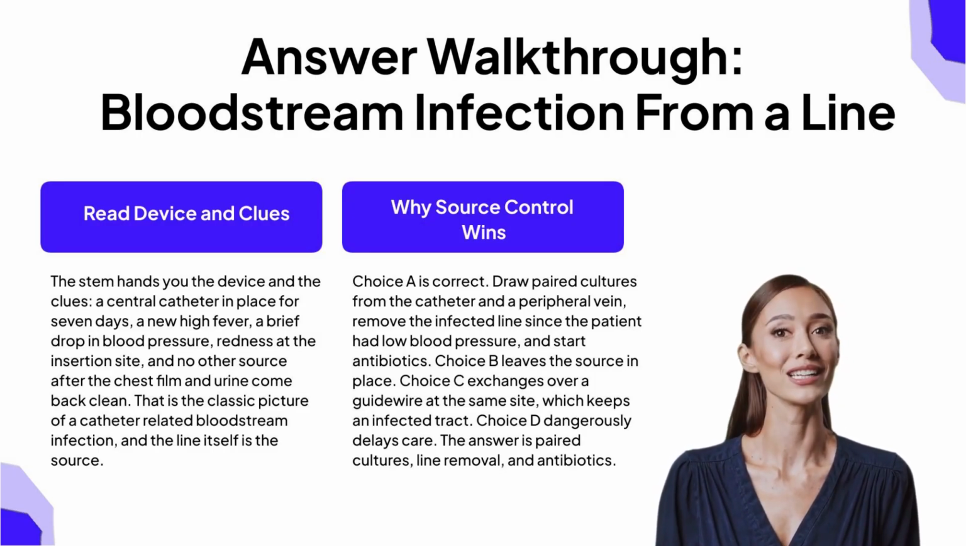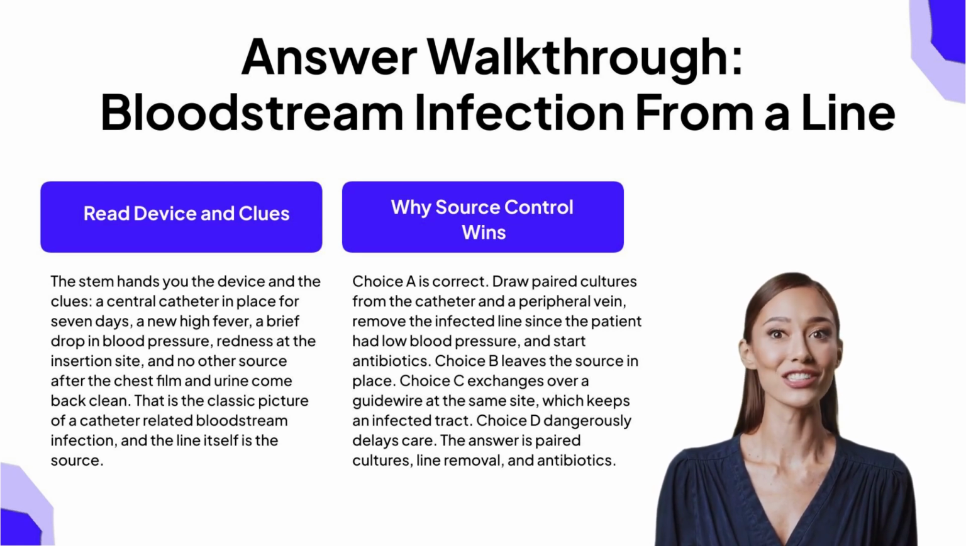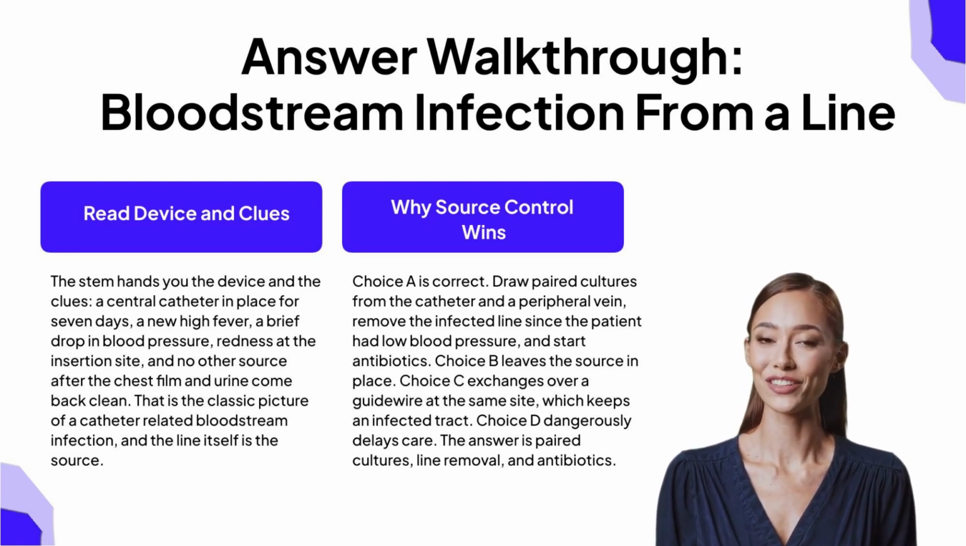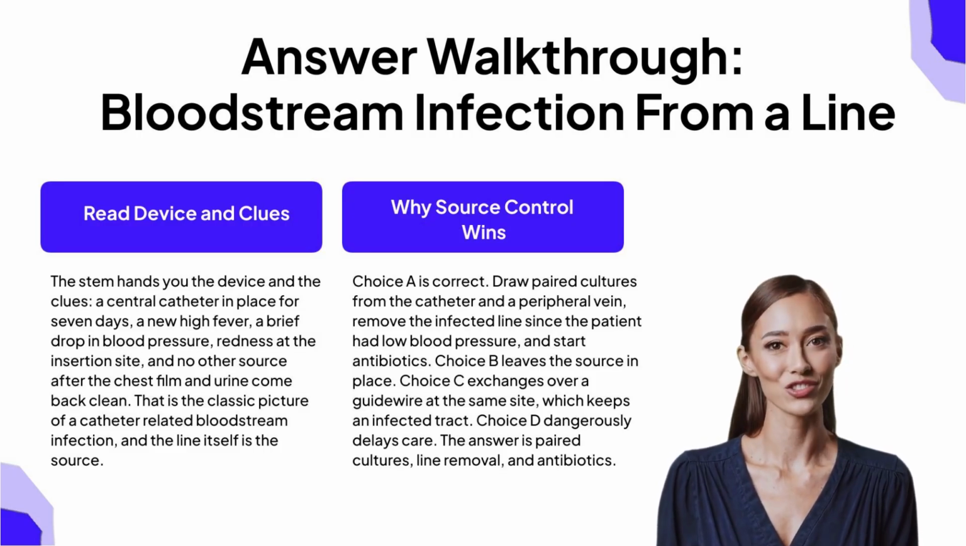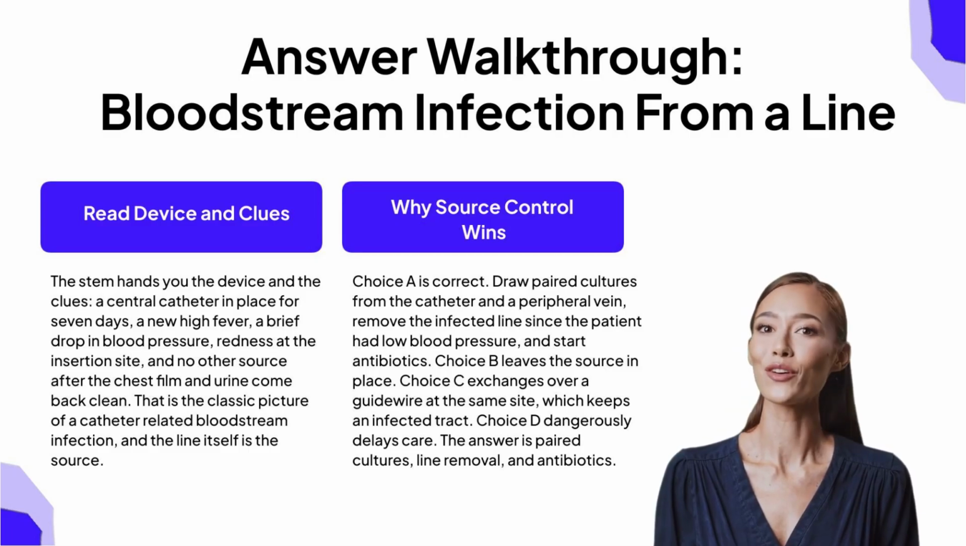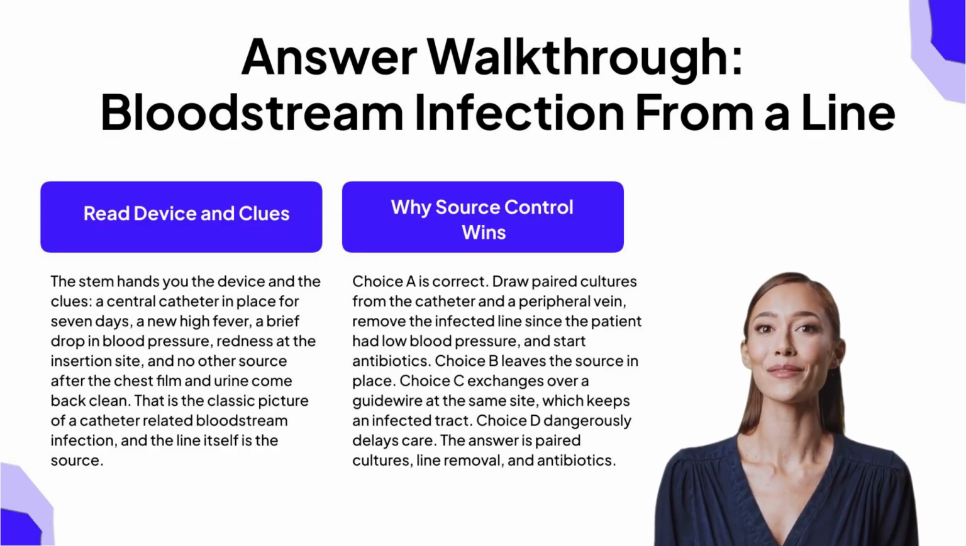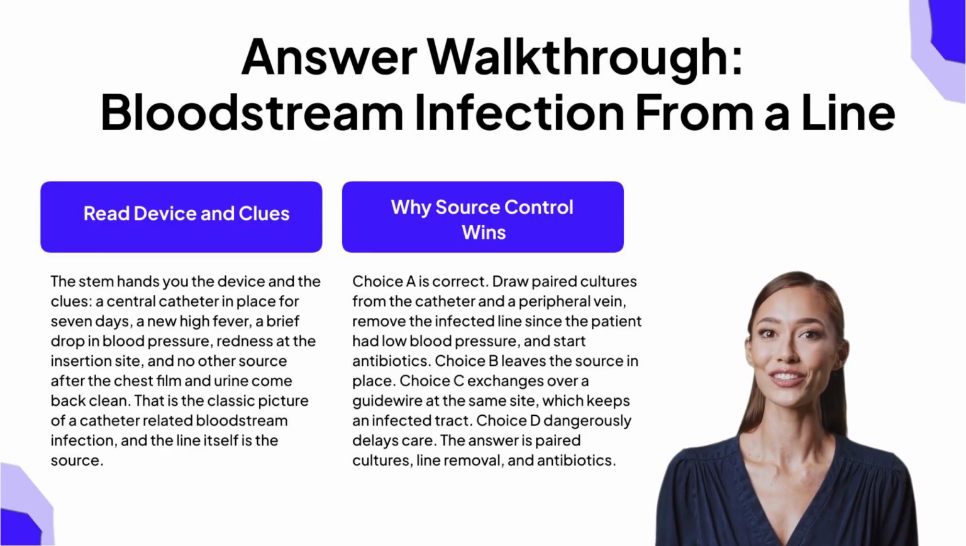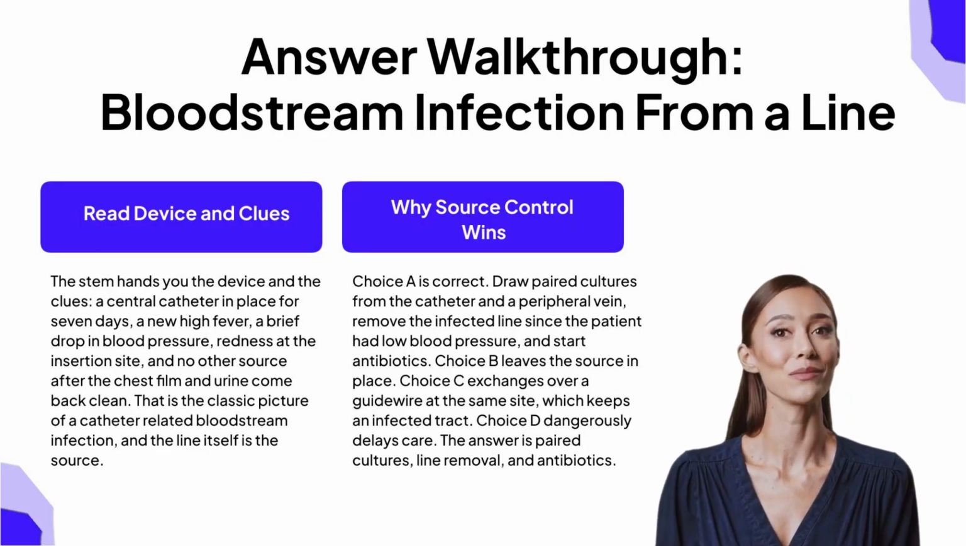Choice A is correct. Draw paired cultures from the catheter and a peripheral vein. Remove the infected line because the patient had an episode of low blood pressure, and start empiric antibiotics. Choice B leaves the source in place. Choice C exchanges over a guide wire at the same site, which keeps an infected tract and is wrong when bloodstream infection is suspected. Choice D dangerously delays care. The answer is paired cultures, line removal, and antibiotics.